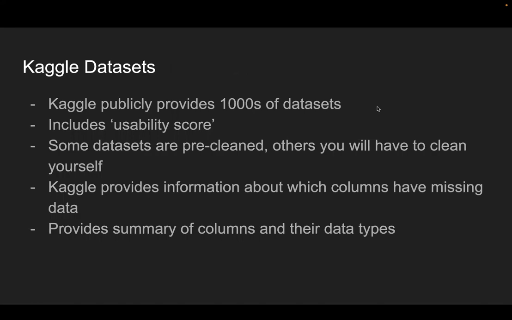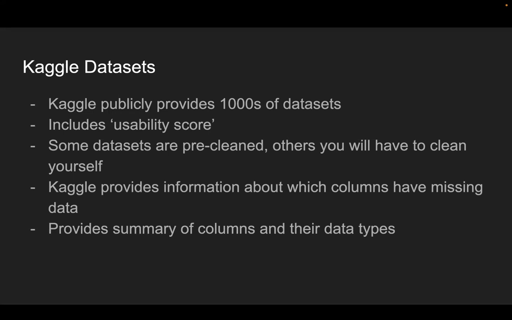So for this example, I'm going to use a data set from Kaggle. Kaggle is a website that publicly provides thousands of data sets. And what I think is a really nice feature on Kaggle is that it has a usability score. So it gives you a good idea of whether your data is messy or not, so you can use it for your projects or not. And then there's also forums on Kaggle, so you can get input from other people about maybe problems they encountered with the data set. So you have a community where you can go and get some input on your questions or anything that you're worried about.